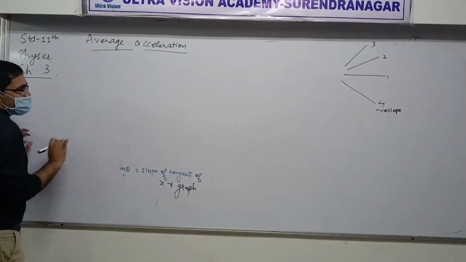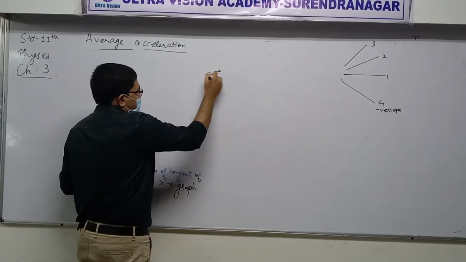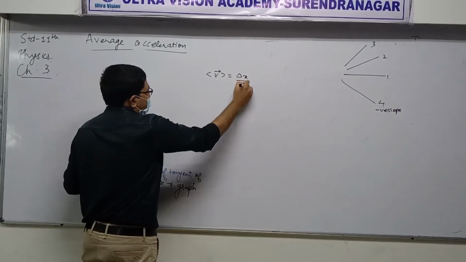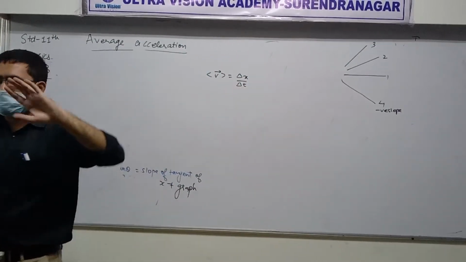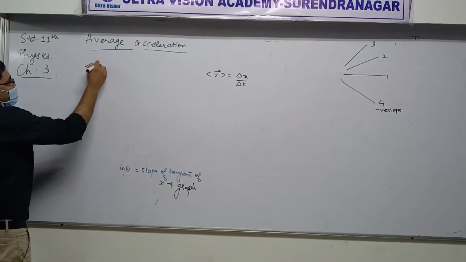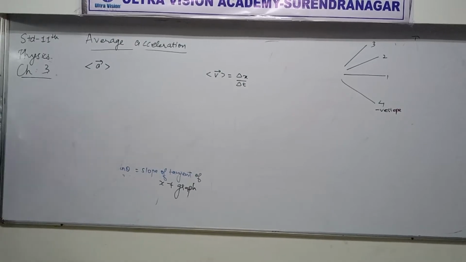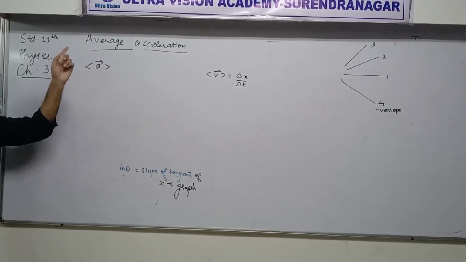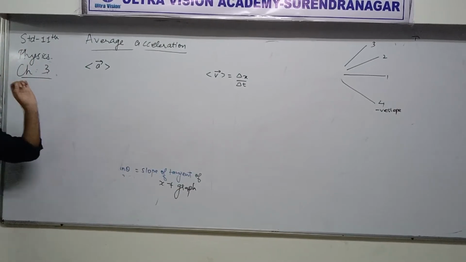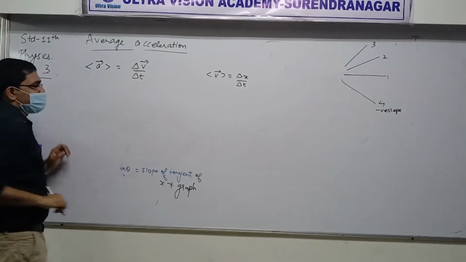So first of all, average acceleration. To understand it, it's actually very simple. Do you remember what is average velocity? It is delta x by delta t. That is, in some given time interval delta t, how much is the displacement or change of position? Just like that, average acceleration is first of all written like this. Clear? Simple. Average, a for acceleration, and the vector sign is for the vector. So a vector is delta v vector by delta t.